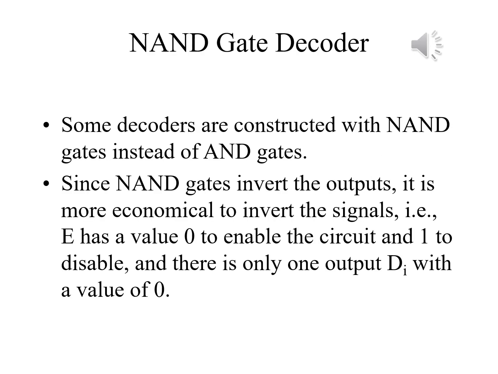We can construct decoders using NAND gates instead of AND gates. Since NAND gates invert the outputs, it's more economical to invert the signals coming in. E has a value 0 to enable the circuit and 1 to disable, and there is only one output D sub i that has a value of 0.